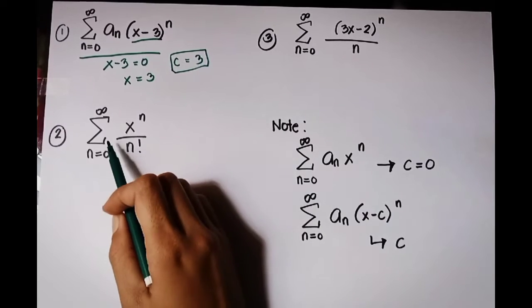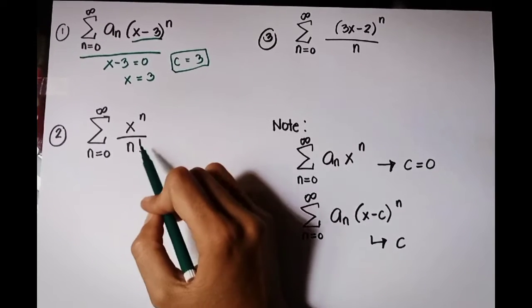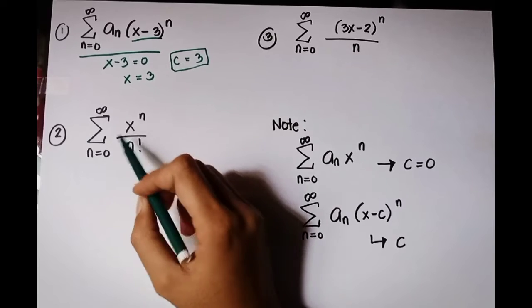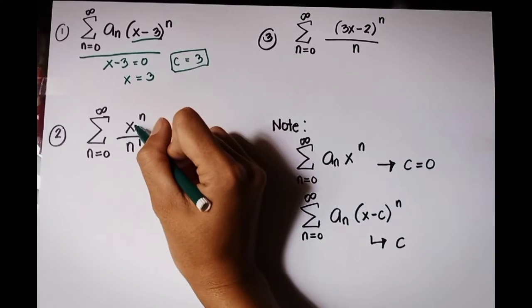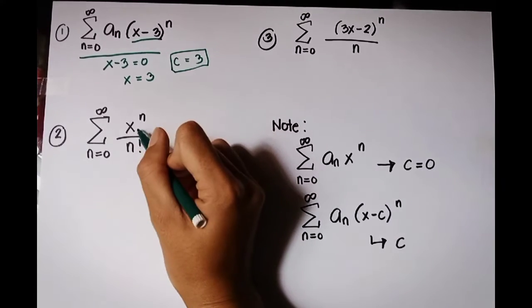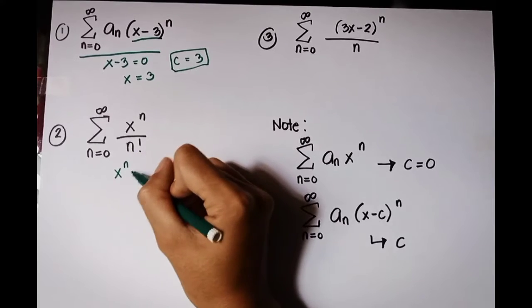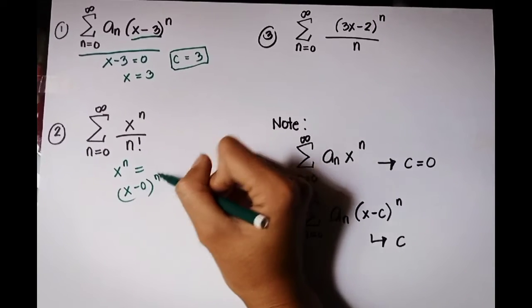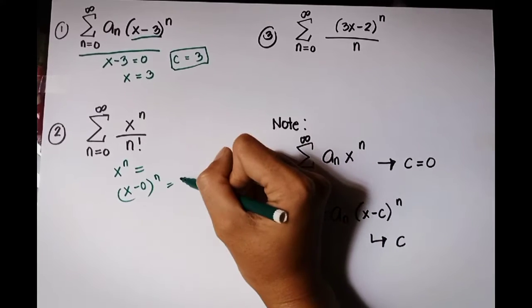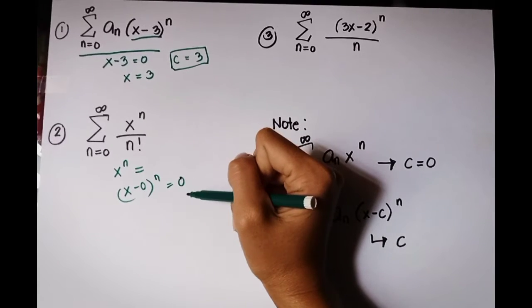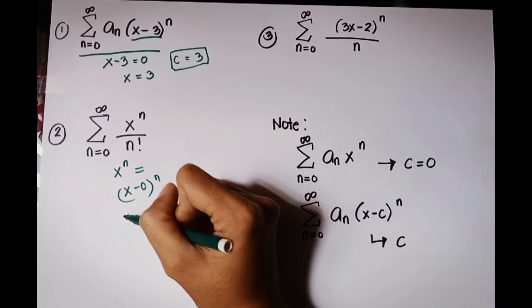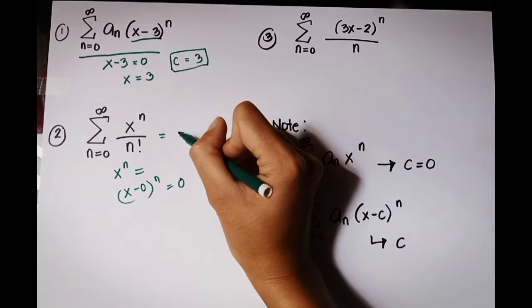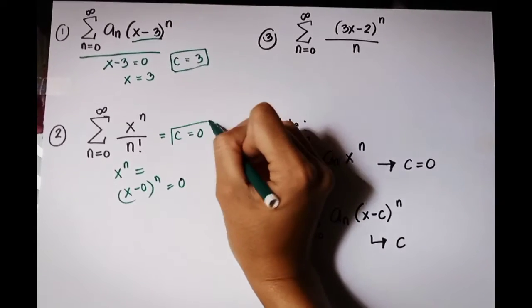Next, the series of x^n over n factorial as n equals 0 goes to infinity. The x here is raised to n. So we have (x minus 0) raised to n, so the center is 0, right? Therefore, the power series of this one is centered at 0.